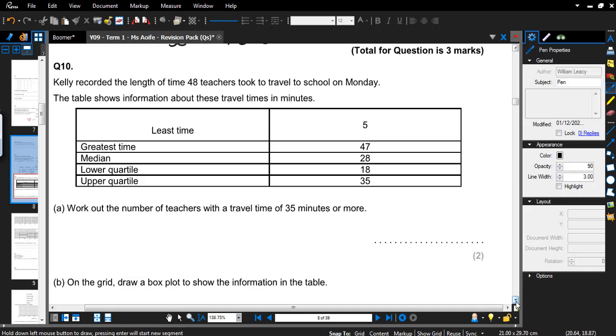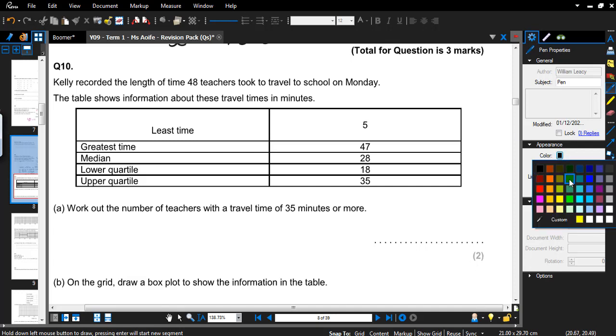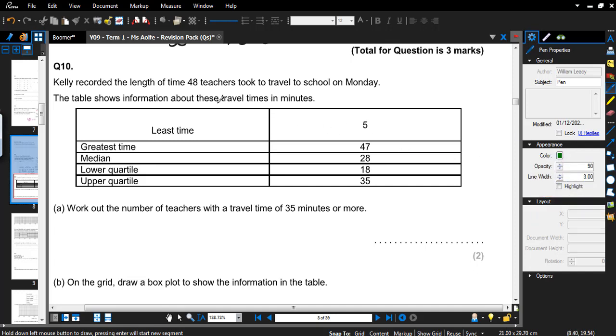Work out the number of teachers with a travel time of 35 minutes or more. Well, it literally says here, these are the travel times in minutes. The table shows the information about these travel times in minutes. So these are the travel times, and you're looking for 35.